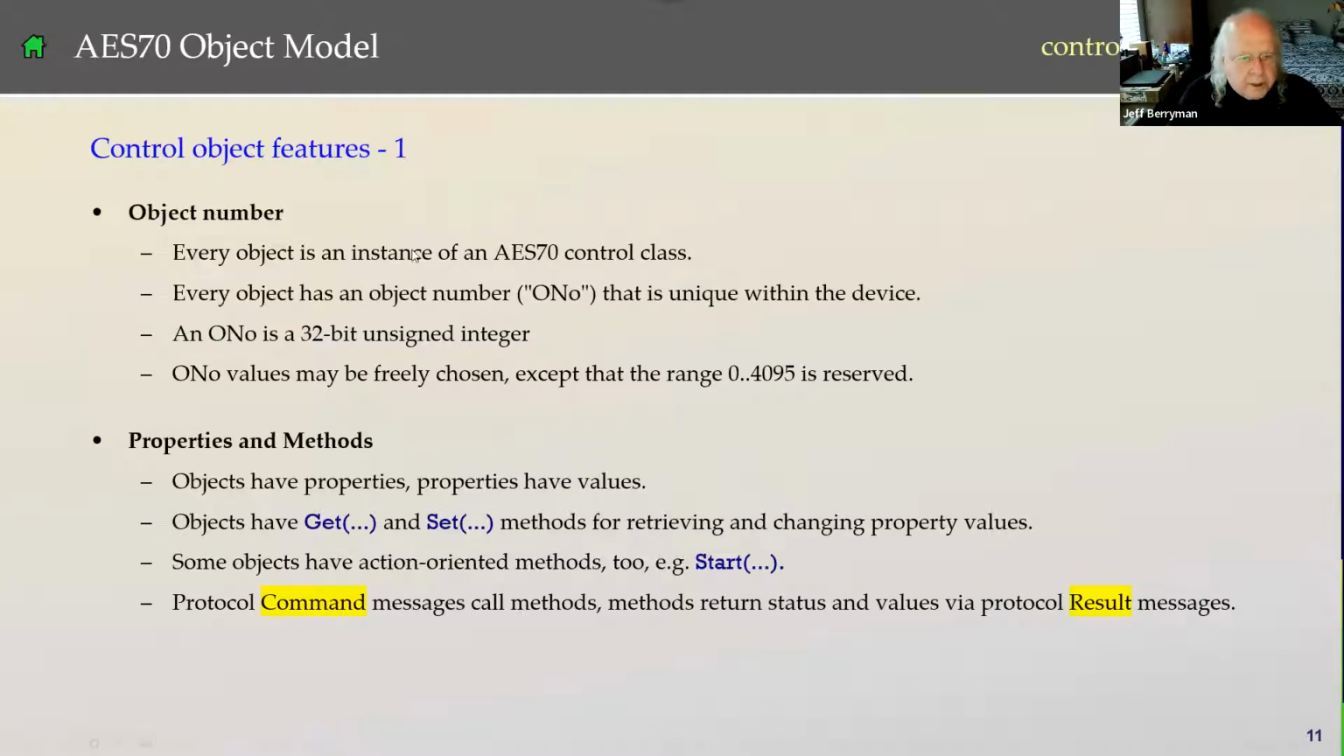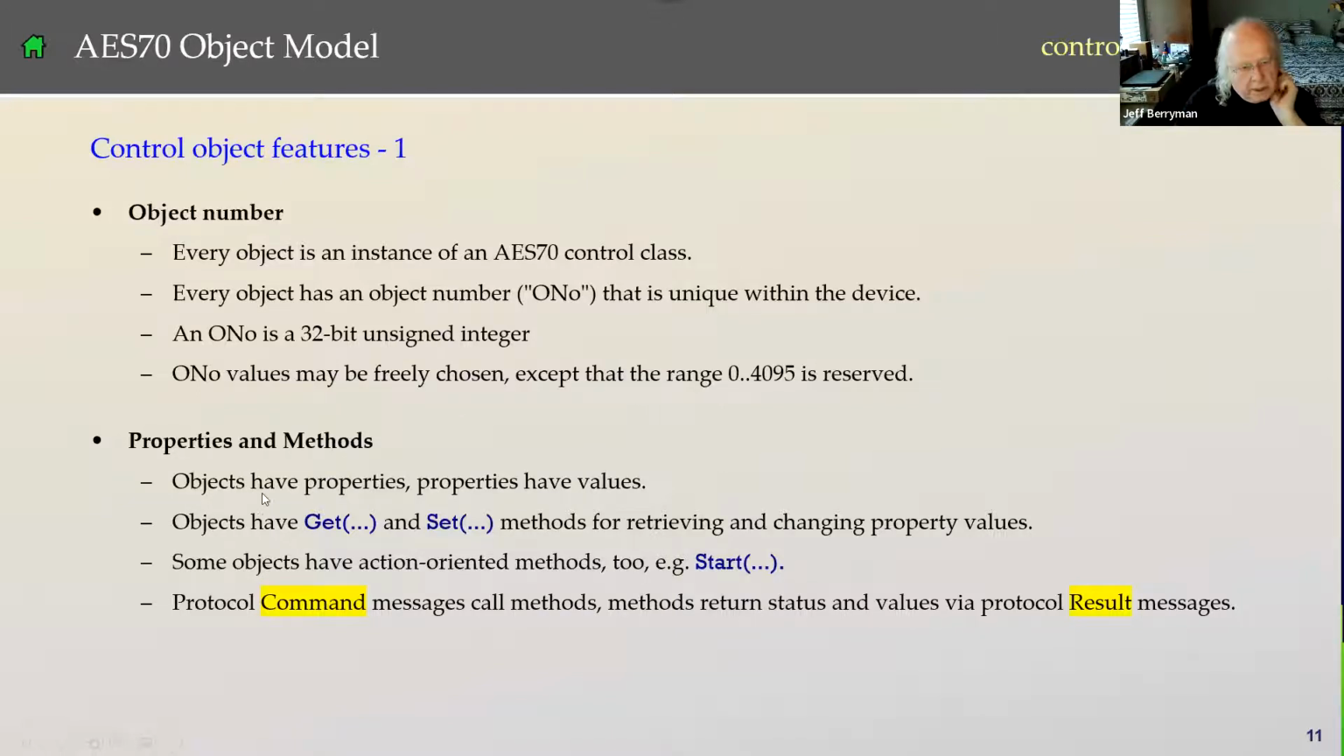Every object is an instance of an AES70 controlled class. You identify every object by its number. Every object has an object number that's unique within the device. It's a 32-bit unsigned integer. The manufacturer may freely choose the values of these ONOs, except that they can't use the low numbers. We save those for special purposes.